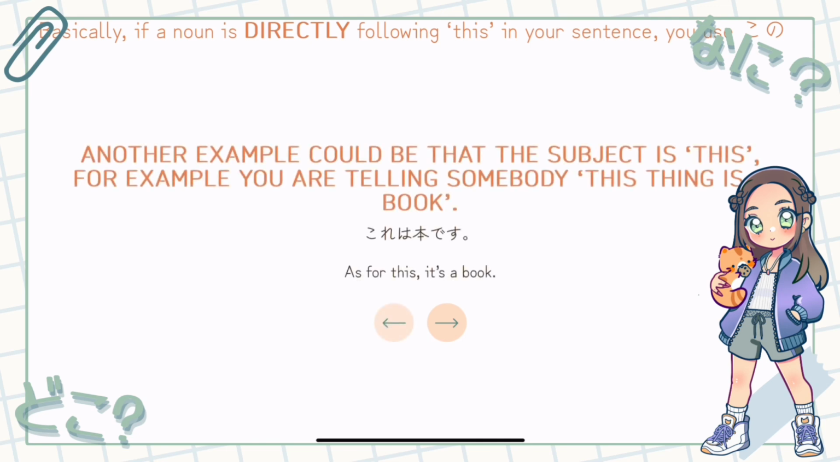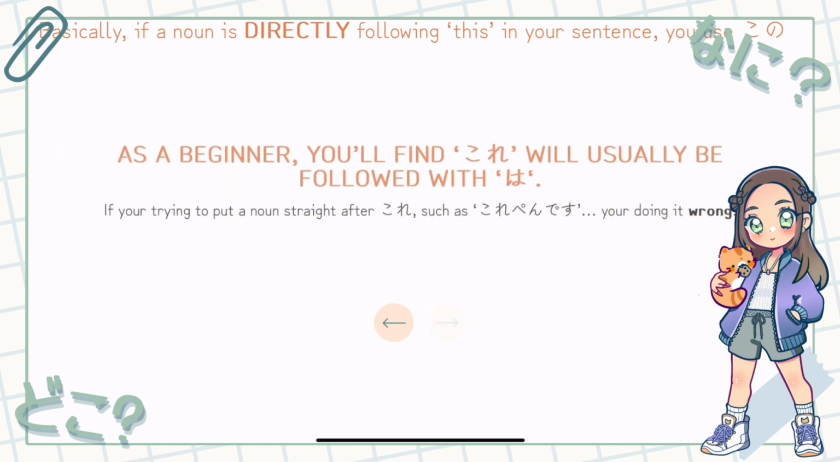Another example could be that the subject is this. For example, you are telling somebody this thing is a book. Kore wa hon desu. That's what it is. As for this, it's a book. As a beginner, you'll find kore will usually be followed with wa.